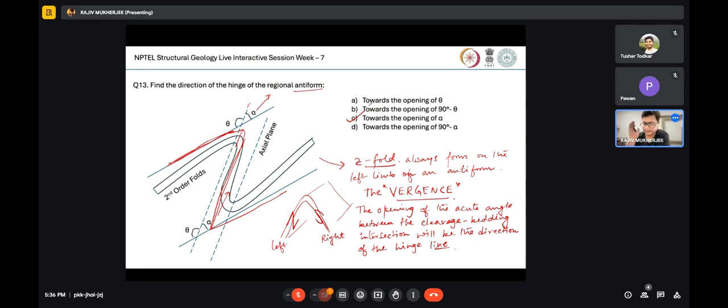So this is how your foliation plane and the intersection between bedding plane and axial plane, or secondary cleavage, you can identify the disposition of the regional fold, the hinge, the limb, and eventually their orientation, their mutual geometry, just by studying a single exposure. So that is how helpful these kind of features are.